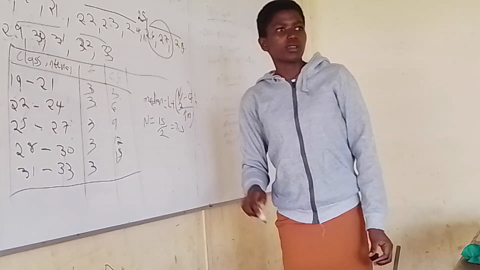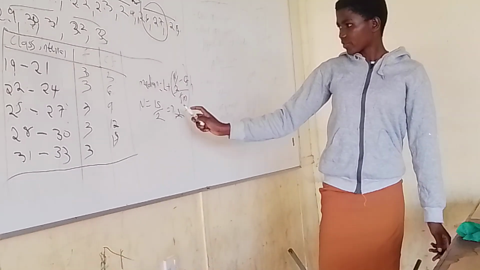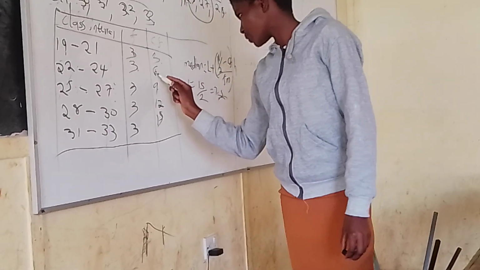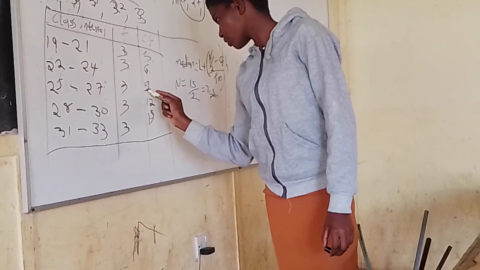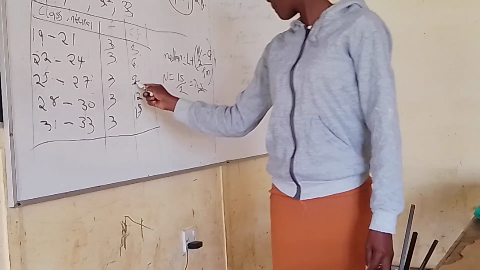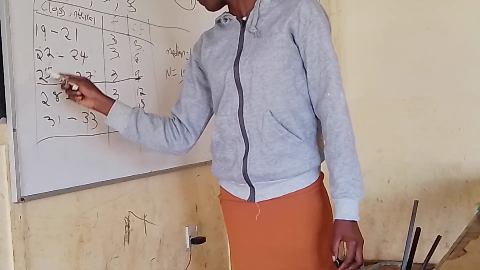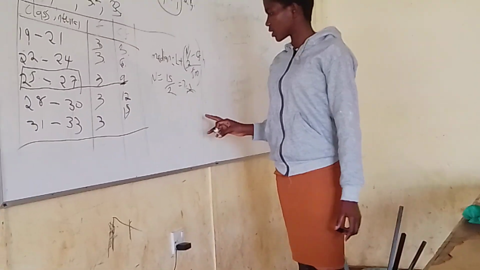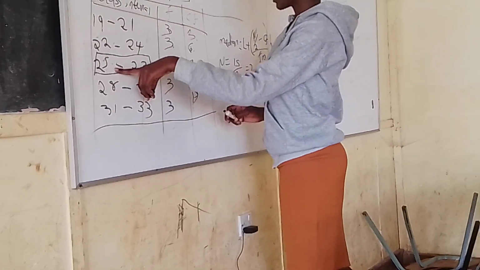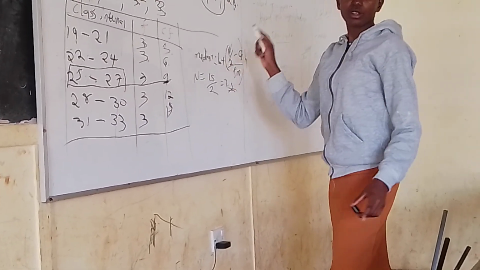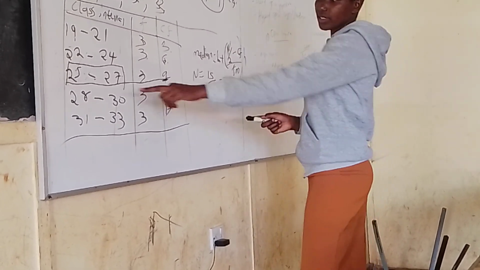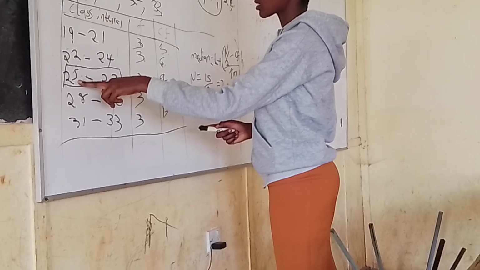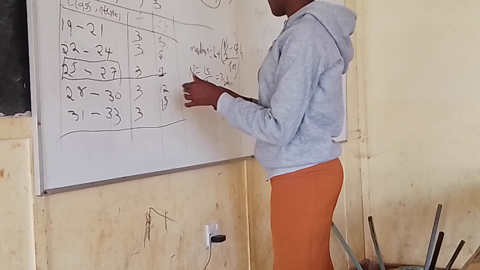Then you come to the cumulative frequency. You have 3, 6, 9. 7.5 is in between 6 and 9, so it lies here. So 25 to 27 is the median class interval. So L, which is the lower class limit of the median class, is 25. The upper class limit is 27, lower class limit is 25. So our L is 25.